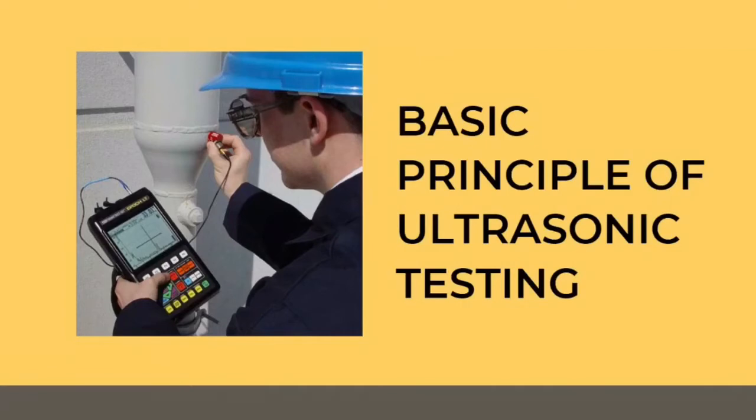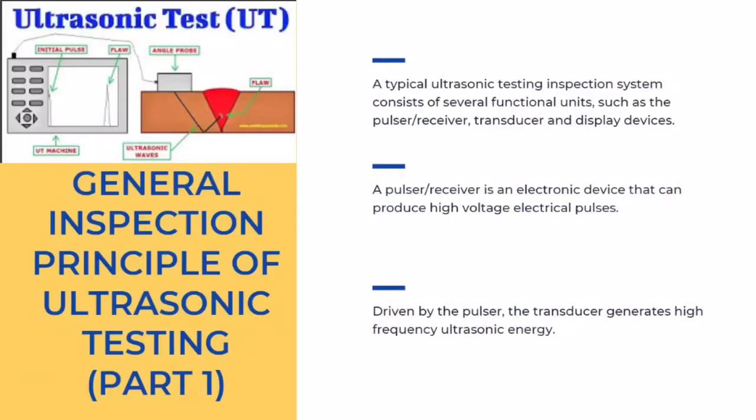Today I will talk about basic principle of ultrasonic testing. General inspection principle of ultrasonic testing. A typical ultrasonic testing inspection system consists of several functional units such as the pulser or receiver, transducer, and display devices. A pulser or receiver is an electronic device that can produce high voltage electrical pulses. Driven by the pulser, the transducer generates high frequency ultrasonic energy.